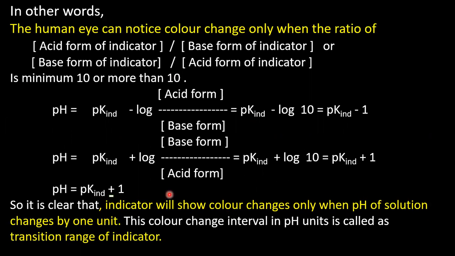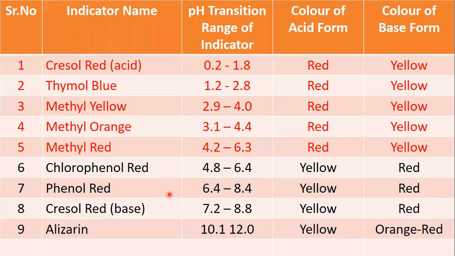Okay, now let us move ahead. What are the different indicators and their transition ranges? This table represents, I think, the 20 indicators you have in the syllabus, 20 to 22. Indicator name in this column, pH transition range of the indicator, color of the acid form or molecular form of the indicator, color of the base form or ionic form of the indicator. How will the color of the indicator be in acid solution and in basic solution? So these 5 indicators: cresol red acid, thymol blue, methyl yellow, methyl orange and methyl red.